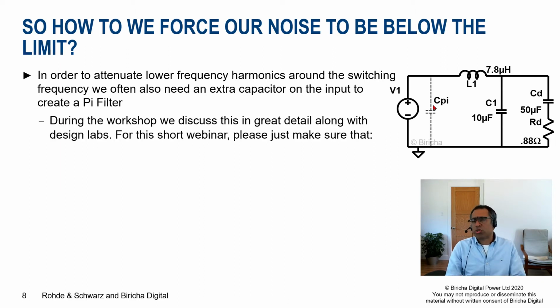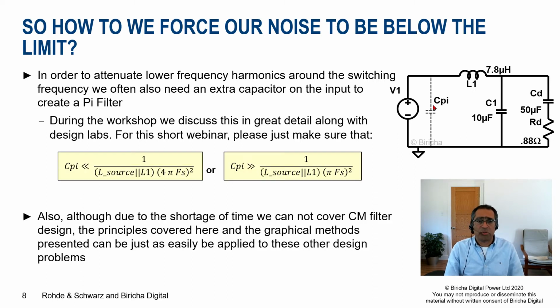Now, during the workshop, we talk about this in great detail. Unfortunately, in this short webinar, we don't have time to do that. But what you should make sure is that C pi is either smaller than this or bigger than this. So you've got two ranges that you can play with. The L source here is the input impedance on this end, which will be the LISN's input impedance. And L1 is the value that we calculate here, and switching frequency is FS. So we've got all the information that we need in order to size C pi.